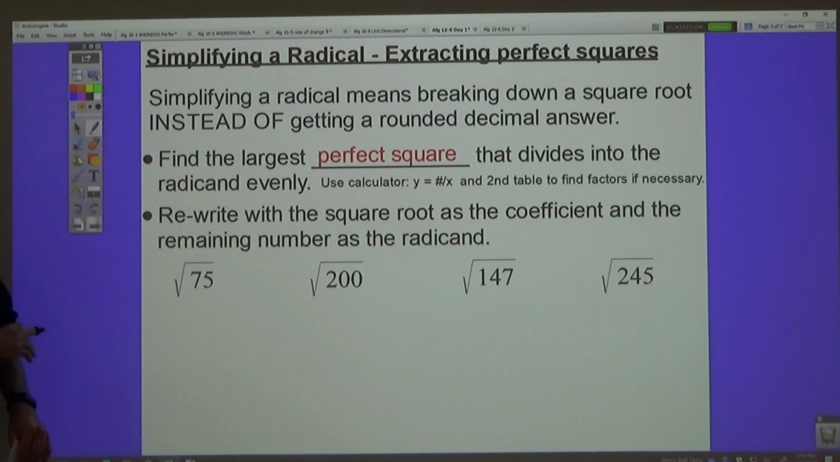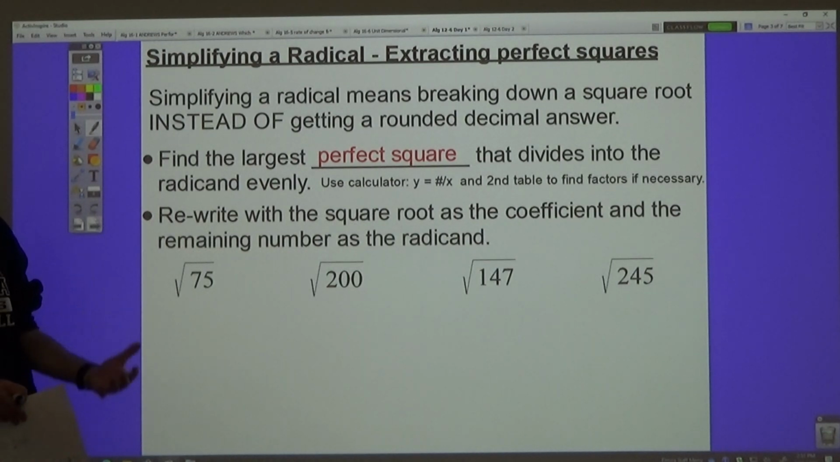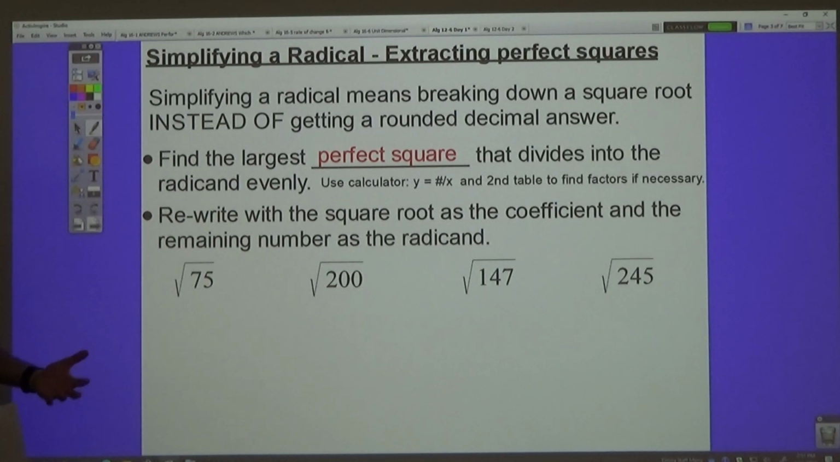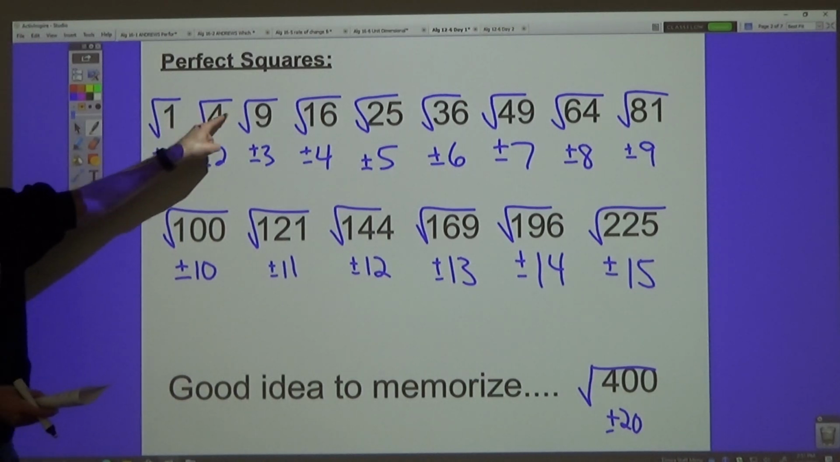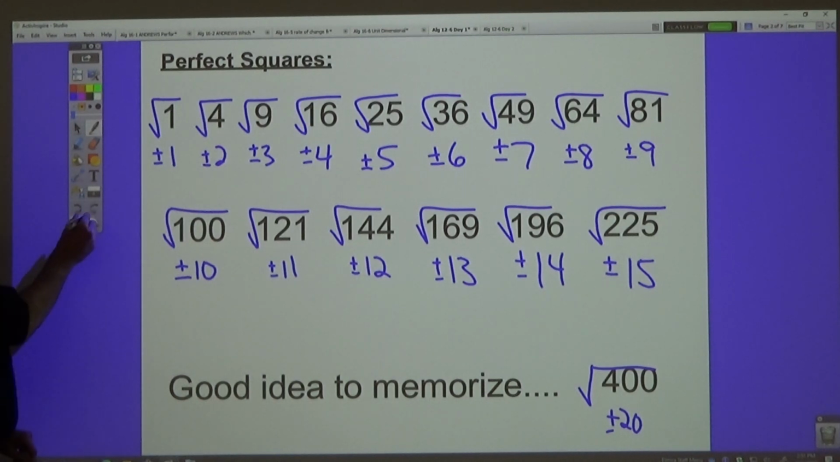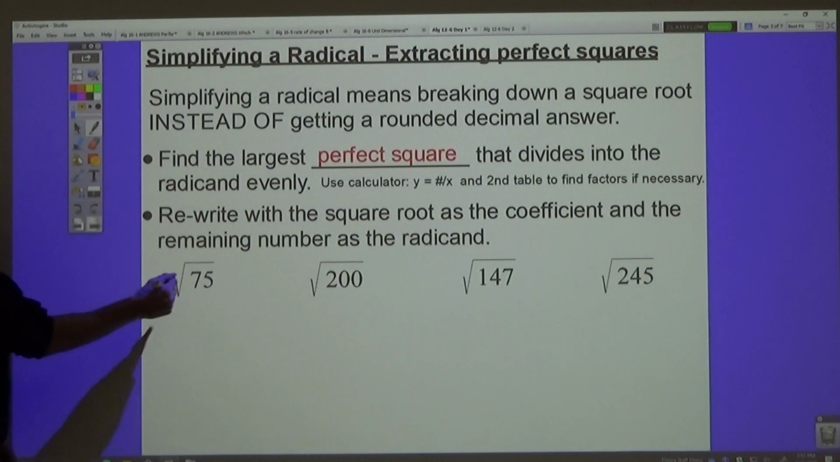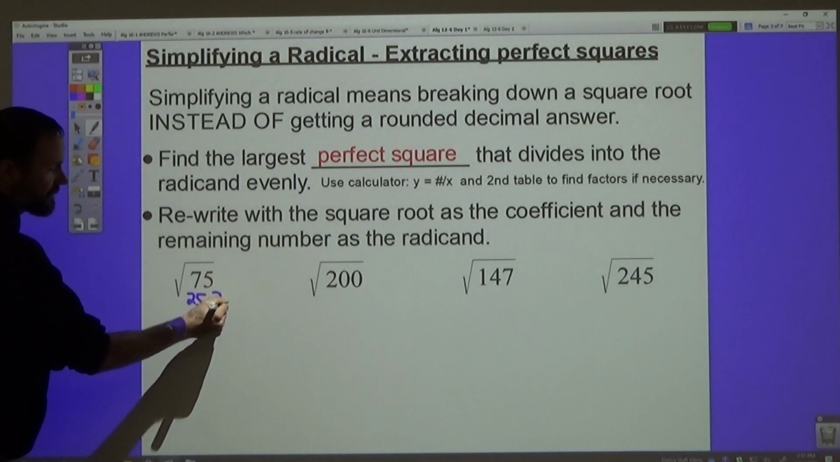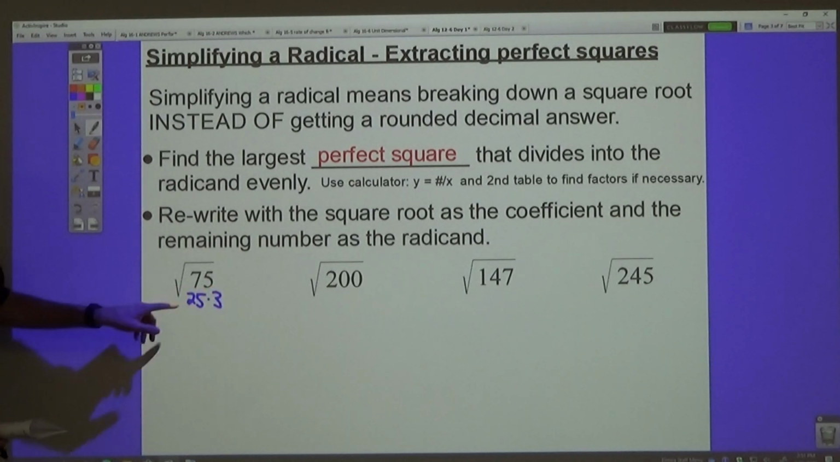So what you're going to have to do is simplify a radical. You're going to have to put it in simplest radical form. Well, what does that mean? What we're looking at is what times what is 75. What we want are perfect squares that go into 75. So these numbers in black, which ones of those go into 75? I like to write right underneath it what it is. Well, 25 times 3 is 75.